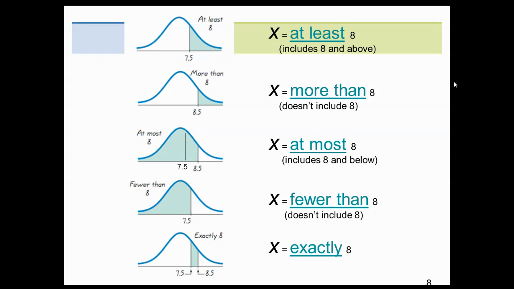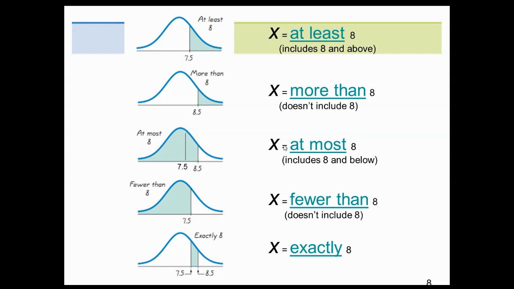All right, so here's some examples. At least 8 includes 8 and above, so I'm starting at 7.5. Notice I'm not starting at 8. I'm not starting at 8.5. If I started at 8.5, I wouldn't include 8. All right, so it's 7.5 to the right. More than 8 doesn't include 8, so I'm not starting at 7.5. I got to start at 8.5. 8 does not factor into this.